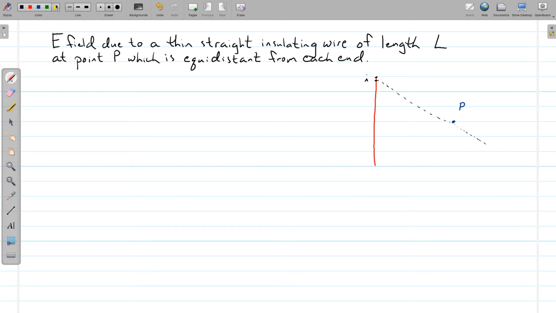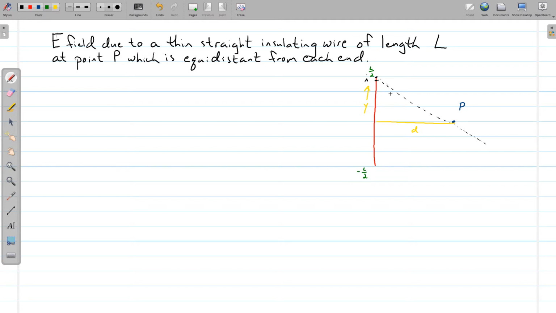I will say that this point is distance D away from the wire, perpendicular. If we drew a line perpendicular from the wire to the point, it would be a distance D. We will consider this to be the y-axis. I'm going to go ahead and put some numbers in here. If the entire length of the wire is L, and I consider this to be the origin right here, then this would be location L over 2, and this one down here would be negative L over 2.